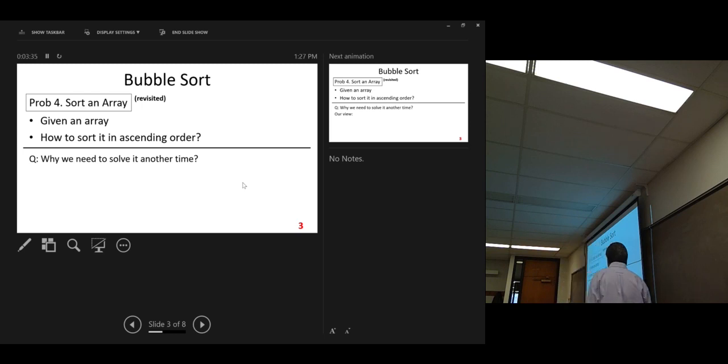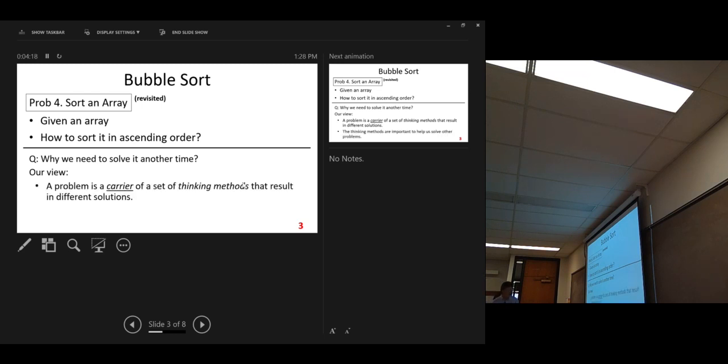Why do we need to solve it another time? This same problem, number 4, we solve another time. And for this class, we will solve this problem 5, 6, 7, many times, because we have so many different sorting algorithms, and we need to learn those sorting algorithms. That's why we solve it many, many times. Here we change our view. Every time we change our view, we may get a new solution. Here, we want to get a new solution.